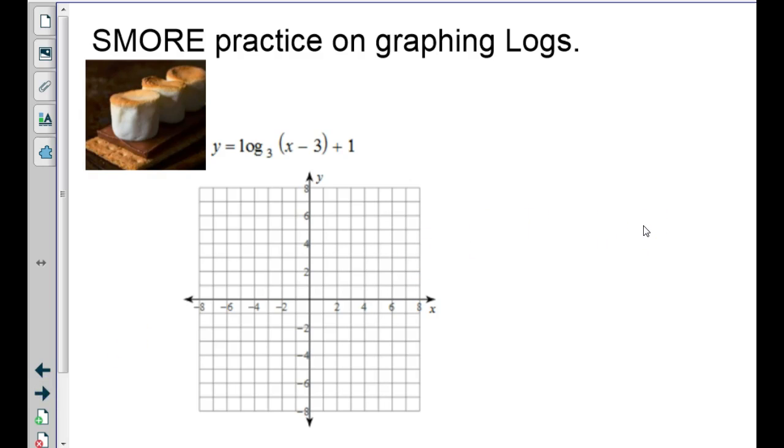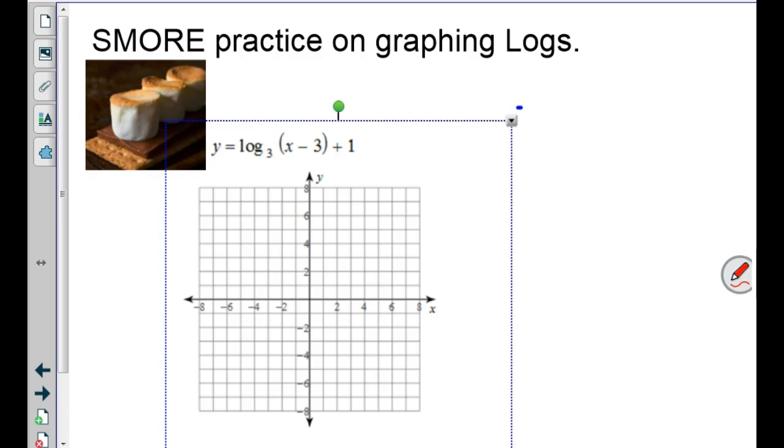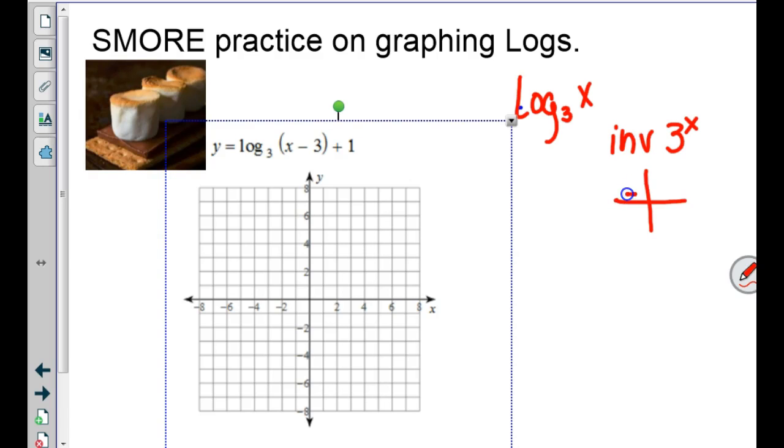So my s'more practice, or my warm-up problem today, one of them anyway, is on graphing this log. So a log base 3 would look like what, guys? It would be the inverse of what? Yes. So it is the inverse of 3 to the x. So 3 to the x would look like this. So the inverse is going to look like this. Okay, so this is the one we're looking at right here today.